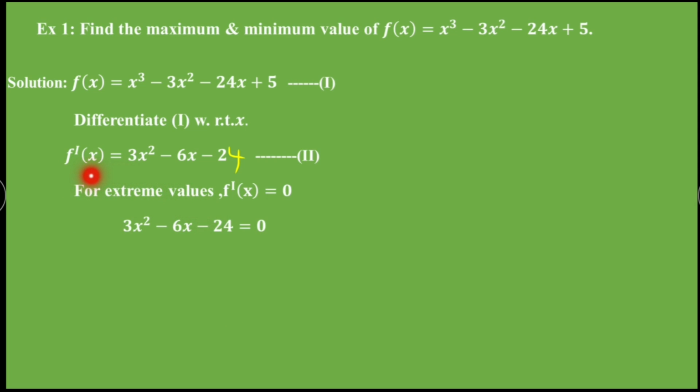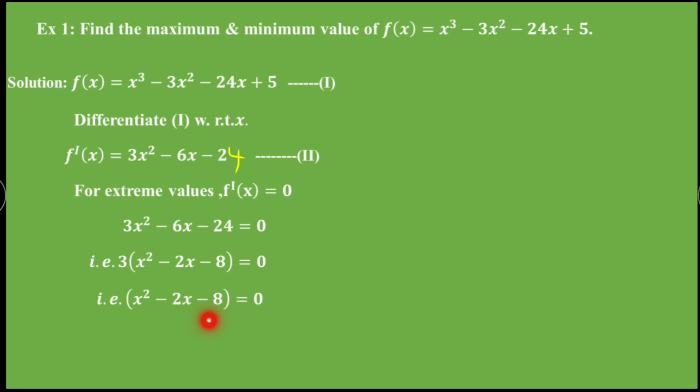So here f dash of x means 3x square minus 6x minus 24, so we equate 3x square minus 6x minus 24 with 0. Now this is a quadratic equation, so we take 3 common and write in bracket x square minus 2x minus 8. We know that a product is 0 when both values are 0 or any one value is 0. So here 3 is not 0, so the bracket we equate with 0. That is x square minus 2x minus 8 equals 0.